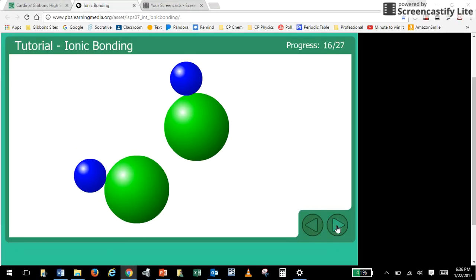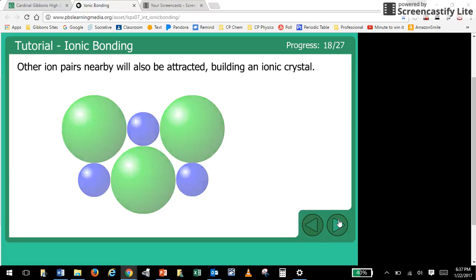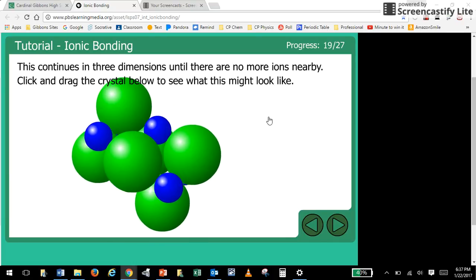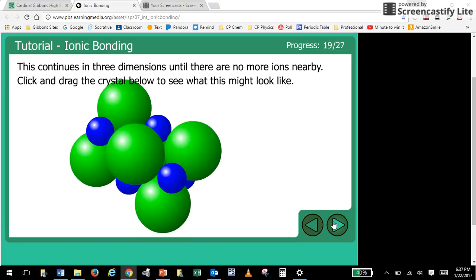They don't want to be next to each other, so they readjust so that the positives are surrounded by negatives and the negatives are surrounded by positives. And then others join the group, and we have the start of a lattice. And as you can see there, there's a chloride for every sodium.